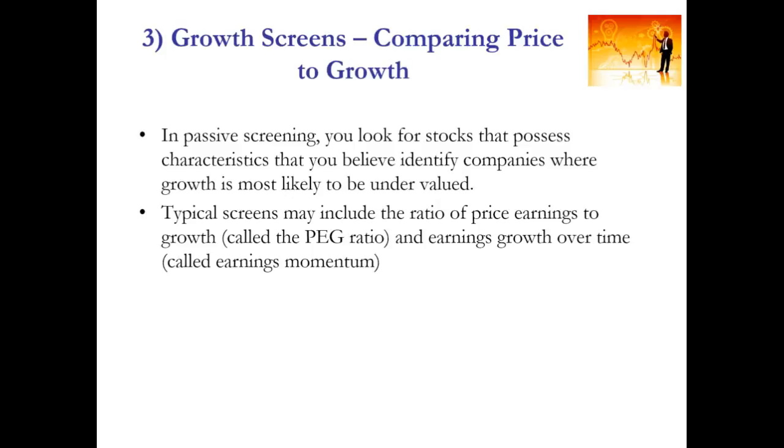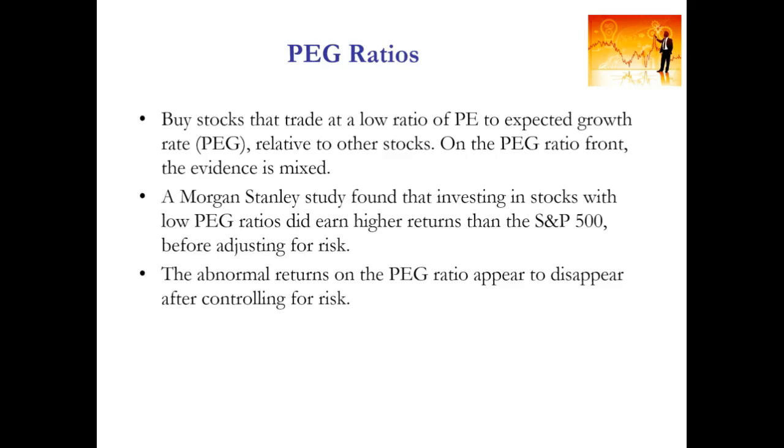at a reasonable price. So this idea of growth at a reasonable price means looking for stocks that possess characteristics whereby you'll believe that those particular firms have strong growth prospects, yet it's likely that the growth has been currently underpriced by the market. There are two main growth screens that tend to be used across the industry, and these are the PEG ratio, which is the price earnings to growth ratio, and earnings momentum or earnings growth across time.